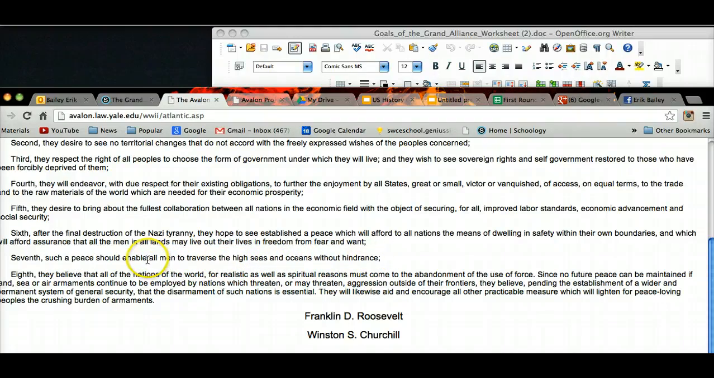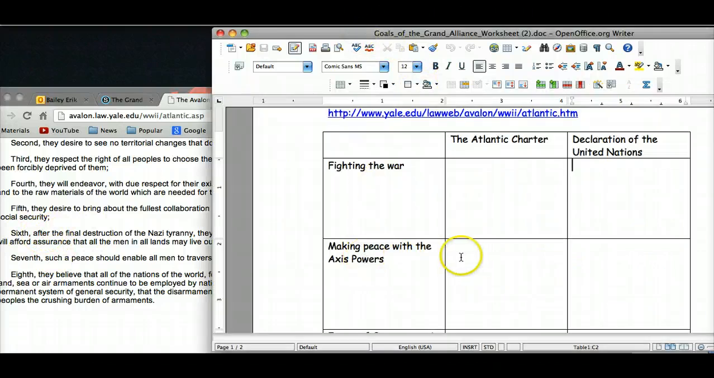So they're basically saying that if a peace is made, you can't have a country like Germany that is holding ships or firing upon ships with their submarines and other ships on the oceans or the seas. Hindrance, which means without any problems. So you could put that down for peace with the Axis powers. Or okay, 6, after the final destruction of the Nazi tyranny, they hope to see established peace, which will afford all nations the means of dwelling in safety. Okay, so actually it would be 6 and 7 for making peace with the Axis powers.